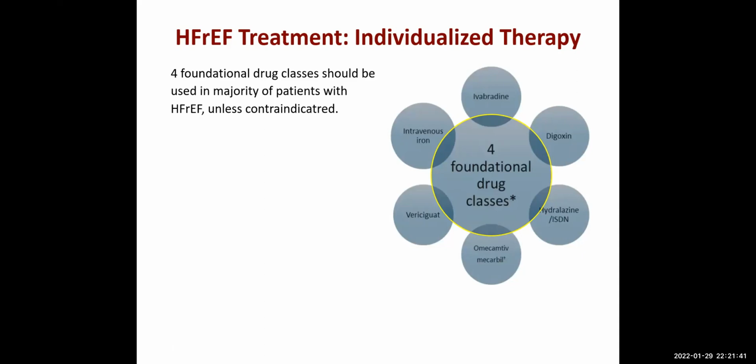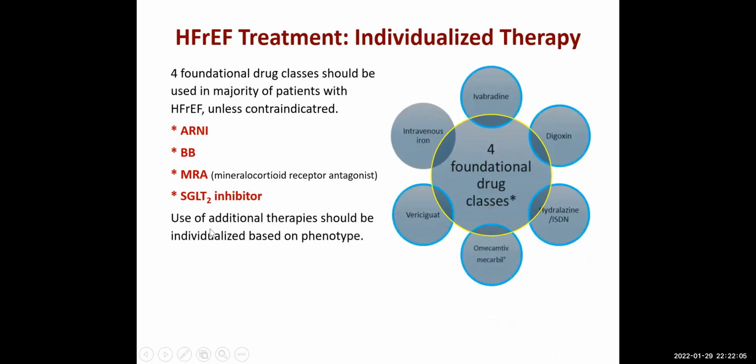Now, in general, the 4 foundational drug classes are ARNIs, beta blockers, mineralocorticoid receptor antagonists, and sodium glucose transporter inhibitors. They work in the proximal tubules of the kidneys, and this is angiotensin receptor neprilysin inhibitor, right? And depending upon the condition of individual evaluation of the patient, we can use many other drugs.